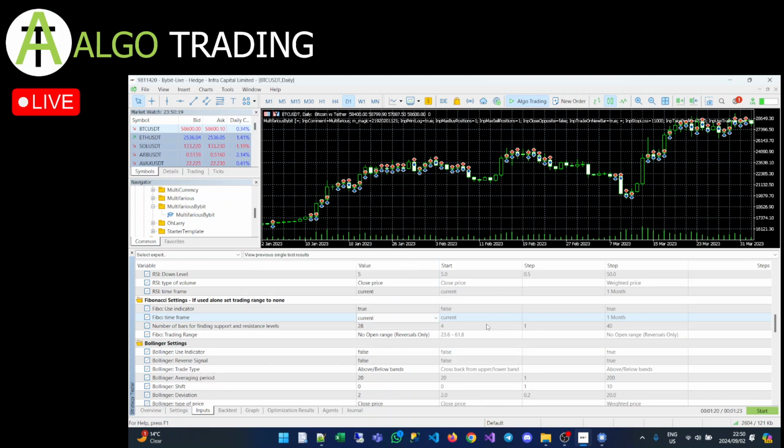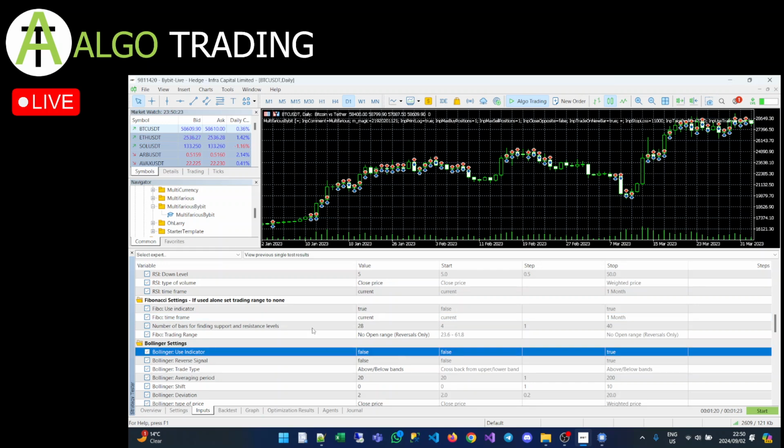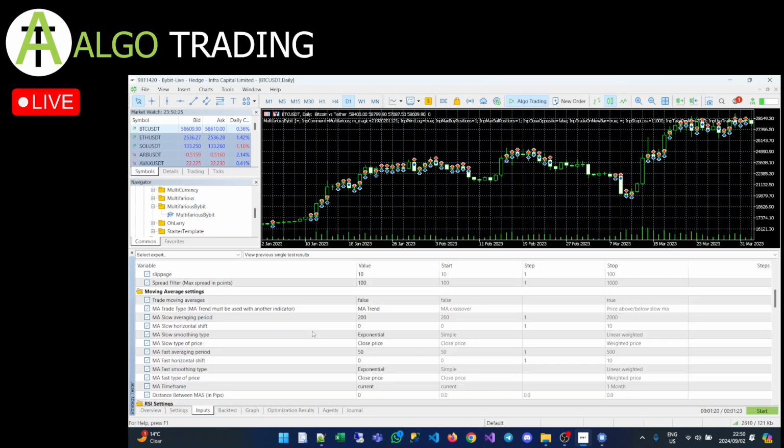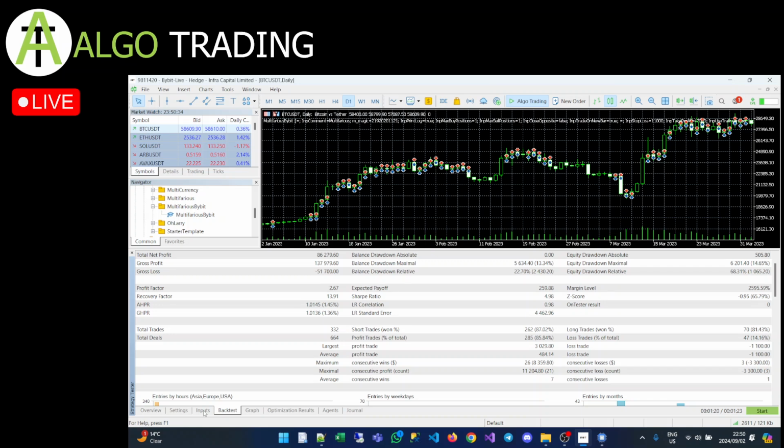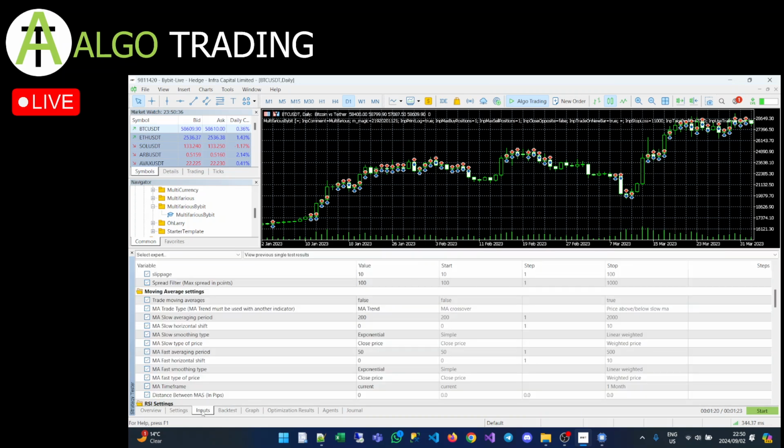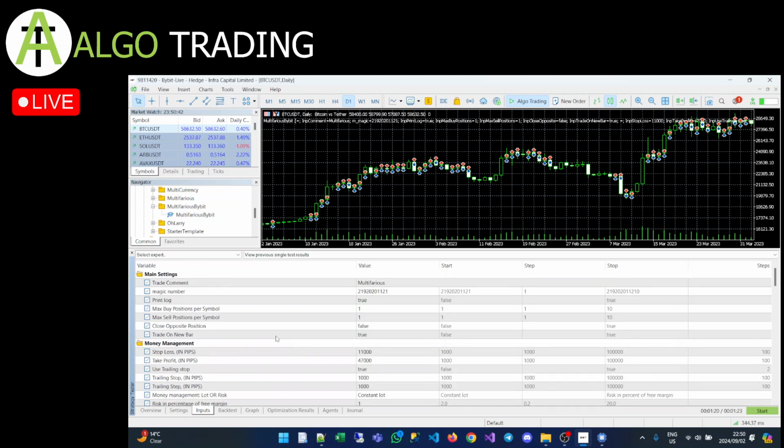So that is the Fibonacci set that I made from the multifarious. So that is fairly profitable. Again, we can look at the back test, we can look at the graph. Very nice graph, very nice back test. So I have saved that set, and I'm going to be putting that live as soon as I deposit some money into my MQL5 account. Okay, so let's have a look at another one.